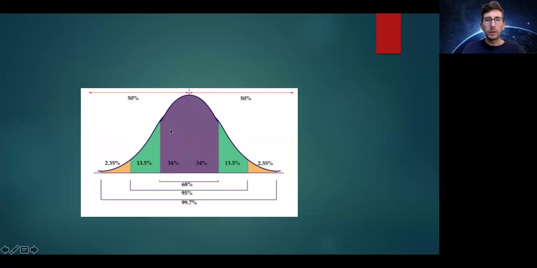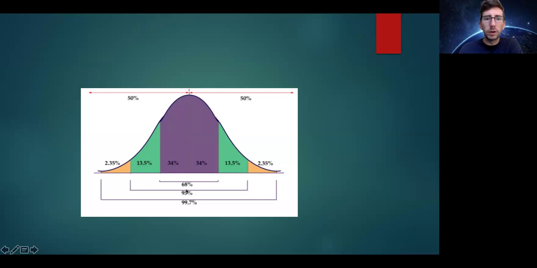So if there's 68% of our data total between 1 standard deviation above and 1 standard deviation below, we'll cut that 68% in half. And what you really have is 34% of your data here between the mean and only 1 standard deviation above. And likewise, the other half of that 68%, this 34%, is between the mean and 1 standard deviation below.